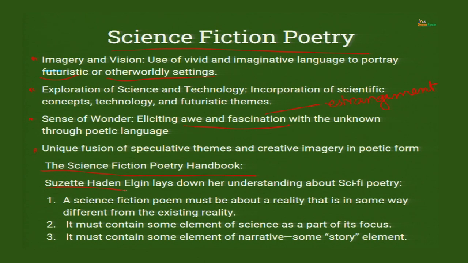It is mostly written by Suzette Haden Elgin. She is herself a science fiction poetry author or poet. She lays down her understanding about science fiction poetry in these three different points. A science fiction poem must be about a reality that is in some way different from the existing reality. Why? Because the reality we are living in is as common and mundane as everyday.